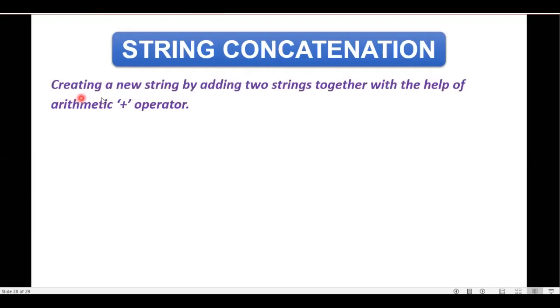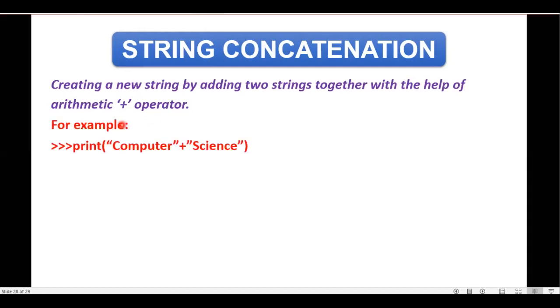Let's start. Creating a new string by adding two strings together with the help of the arithmetic plus operator is known as concatenation. We know that arithmetic operators are many in number, like multiplication, division, integer division, and this plus sign. We all know how we use them in mathematical calculation. But here, this plus operator is not going to work like addition, but like concatenation. So we are going to understand how we can add two strings together.